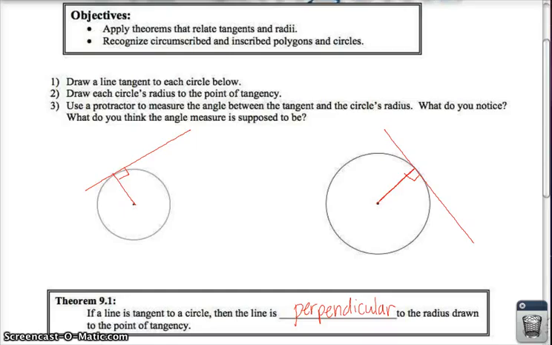Okay, if you did the activity, you would have tried your best to draw a tangent, so a place where it intersects a circle at one point, a tangent on a different circle just to do it more than one time. Then you had to draw a radius from the center out to the point of tangency. And had you measured that with a protractor, it should have been really close to 90 degrees.